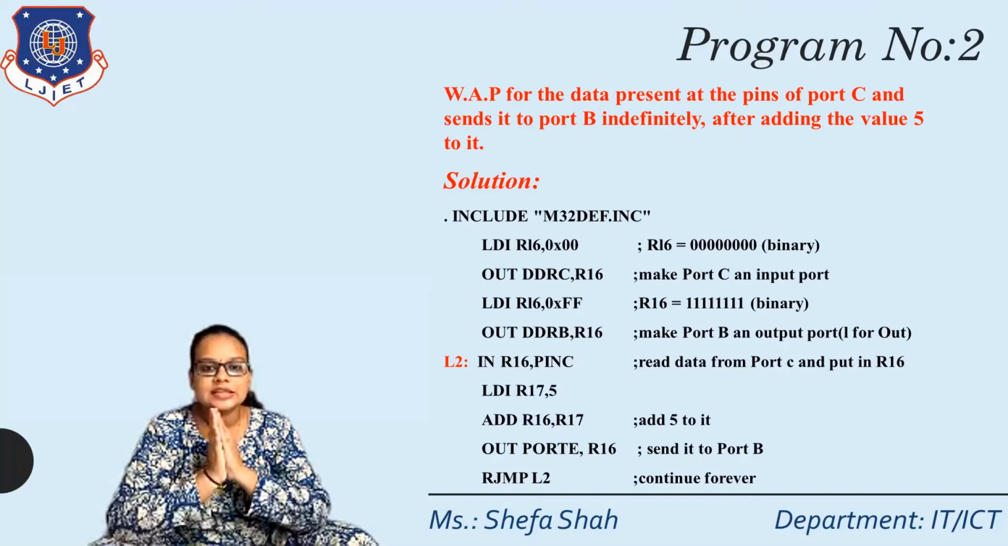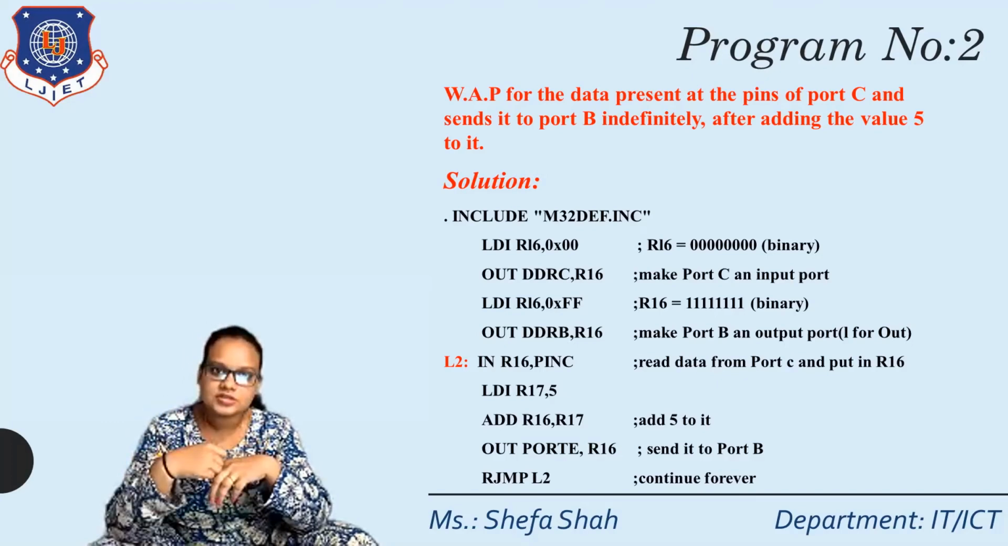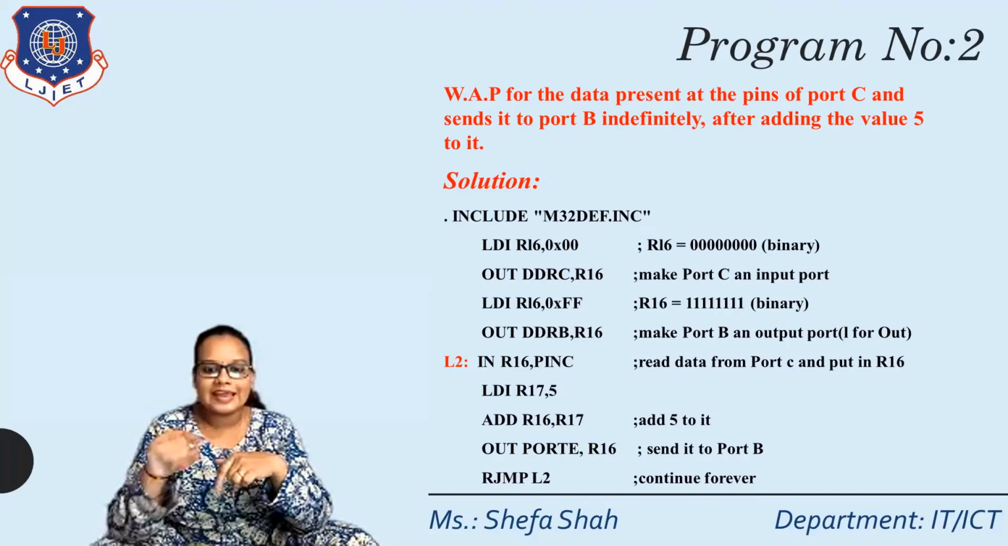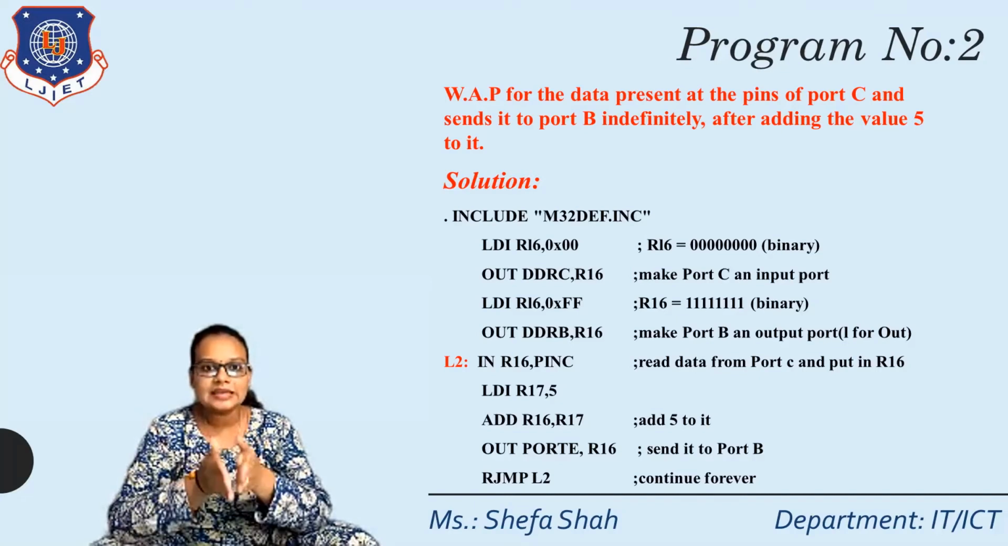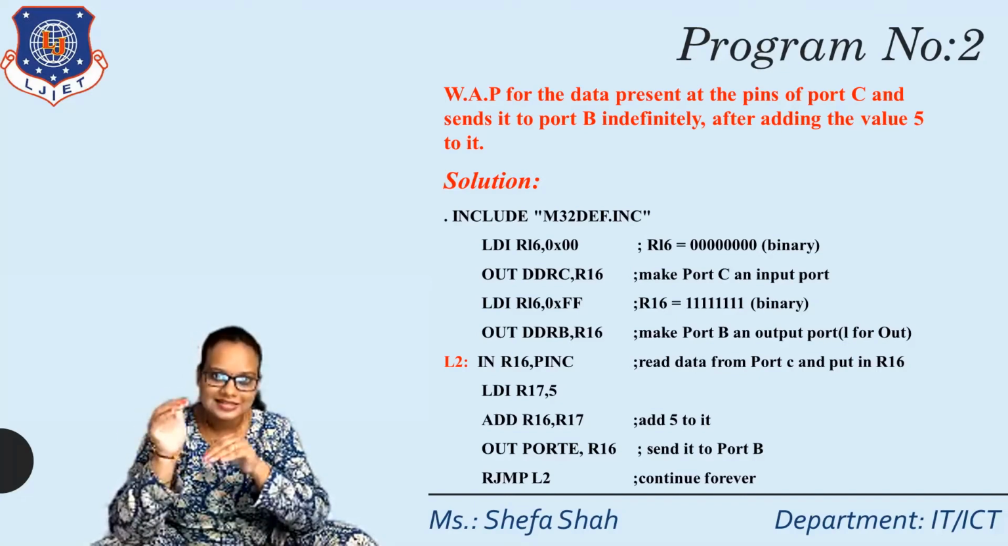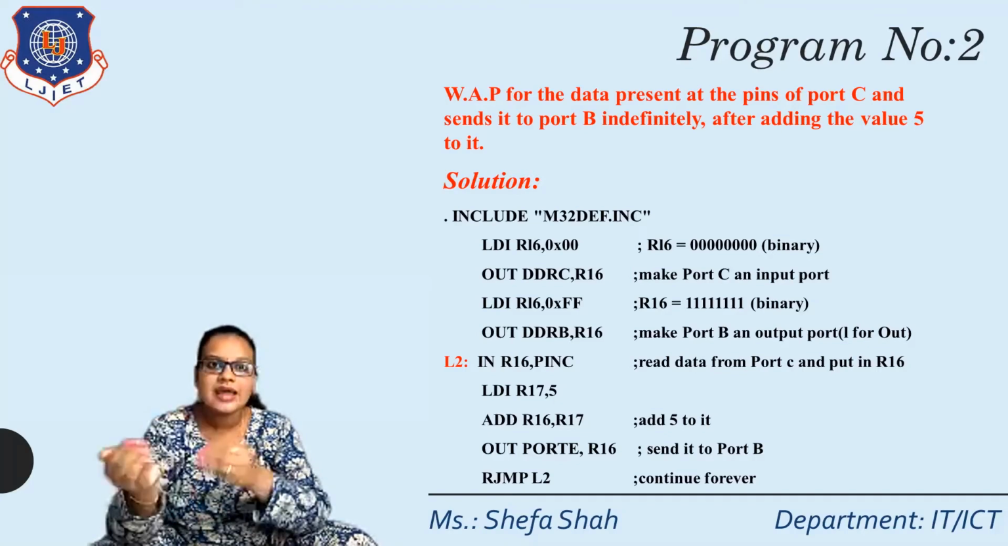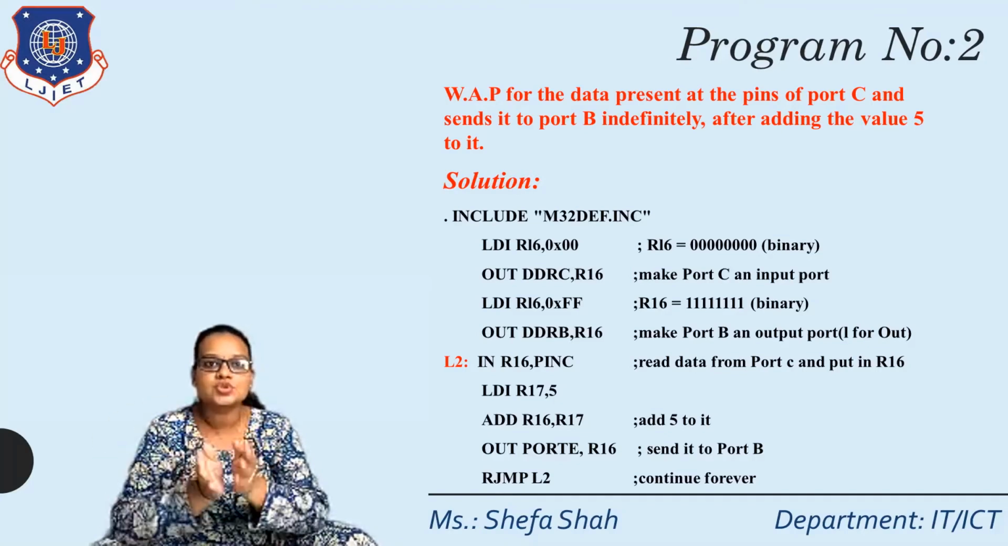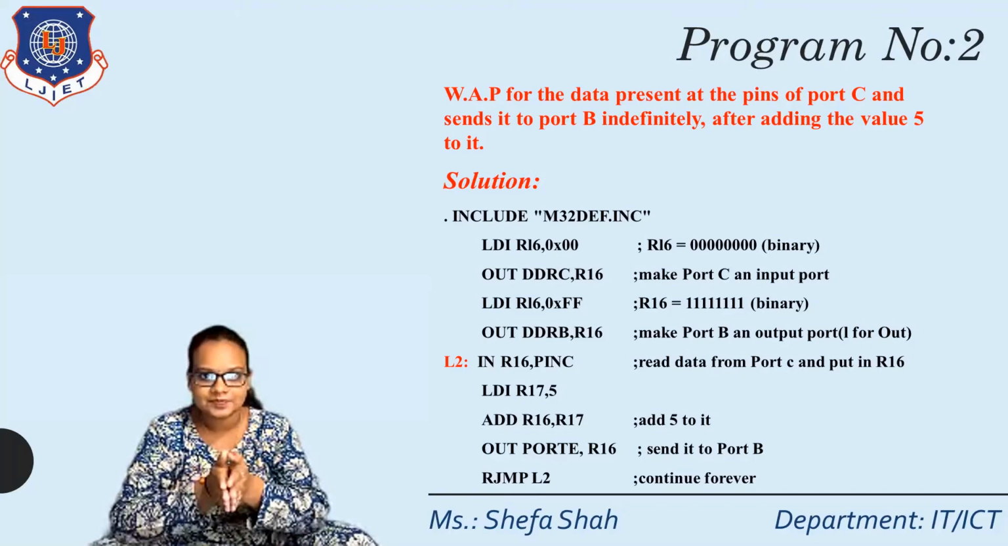So as you can see, we have taken the data from port C, so it is an input port, so the in instruction will be used. So in R16 comma pin C, so from the input port, that is C, pin C will be used, and the data will be taken and stored in a register, that is R16, right?